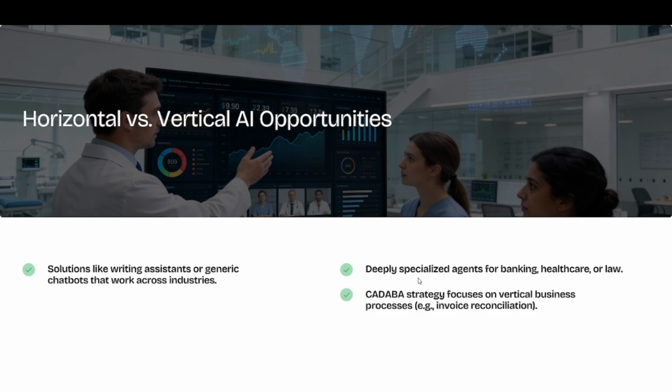Then vertical, a deeply specialized agent for banks. These are specialized agents that are meant for one particular industry. For example, you have finance agents or bank agents that are meant to work with banks, not with energy or oil and gas or healthcare. Then you have healthcare specialized agents, you have law specialized agents. Then inside these industries, like banking, you have several agents. You have a finance agent, a trading agent, an HR agent, an IT agent, an IT operation agent, you have all agent types.